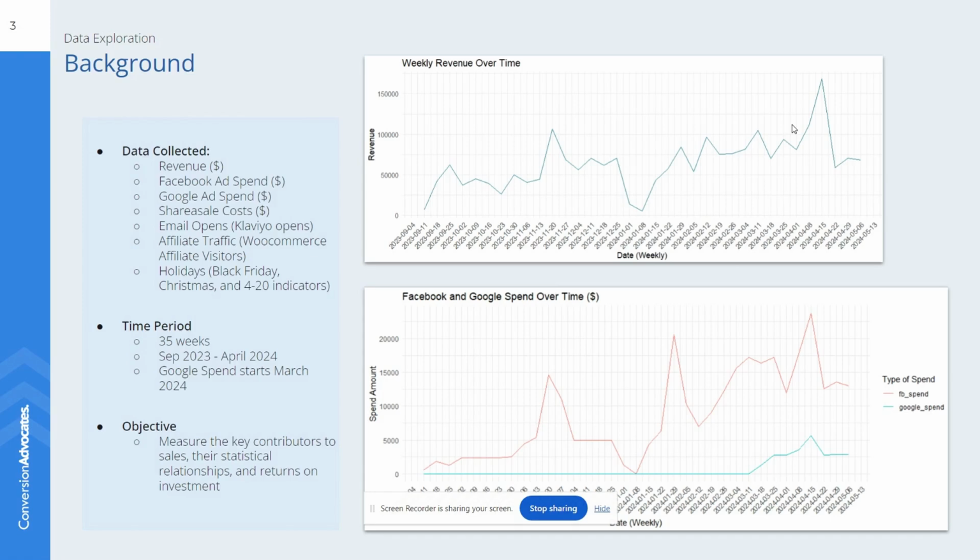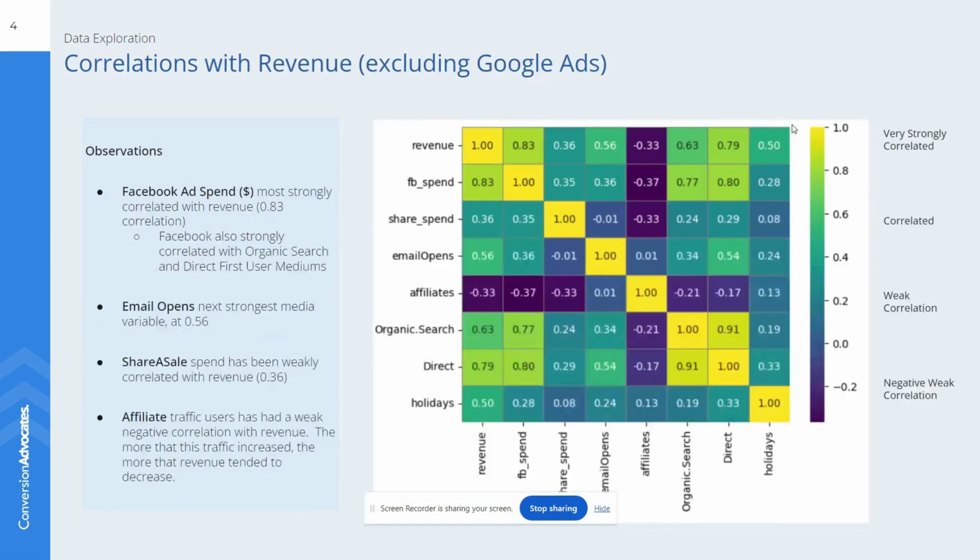But there's also a more quantitative way we can measure correlations, and that's by looking at the correlation coefficient. So this heat map is the correlation coefficient of every variable with one another. How correlated is revenue with itself? Well, that's a perfect correlation of 1. This coefficient ranges from -1 to 1, where -1 is a perfect negative correlation and 1 is a perfect positive correlation.